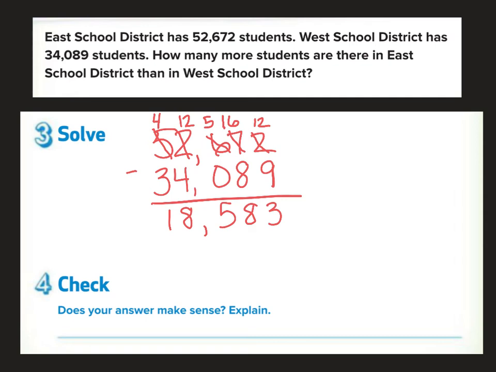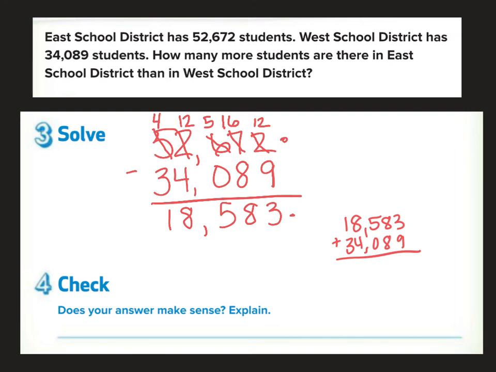18,583. Now, here in our check, it says, does your answer make sense? Explain. So I'd like to do it using what's called inverse operations, but I'm going to use addition to check. So I'm going to do my work over here where I take the bottom number, 18,583 plus 34,089, and I should get this number up here. My minuend should be my sum, the answer to my addition problem when I'm done.